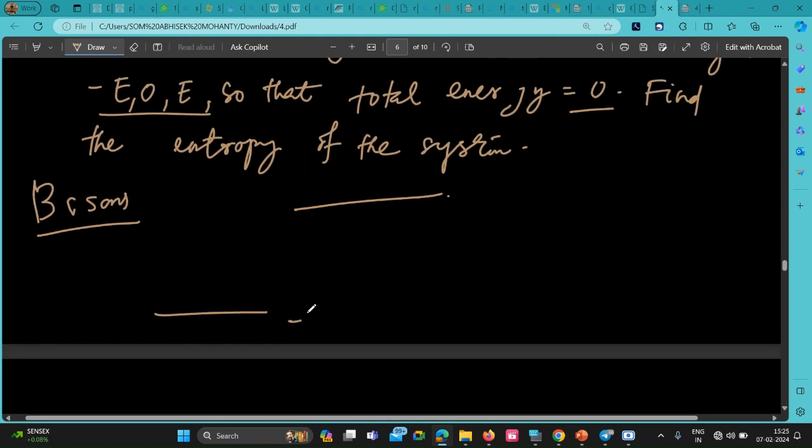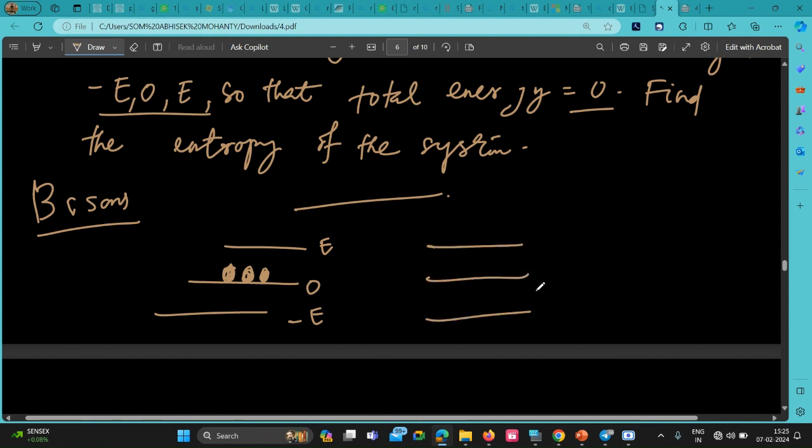So let's take minus E, 0, and this is E. We can have all three bosons here, because the total energy is 0. Then what else can we have? Minus E is another state: one here, one here, another here.